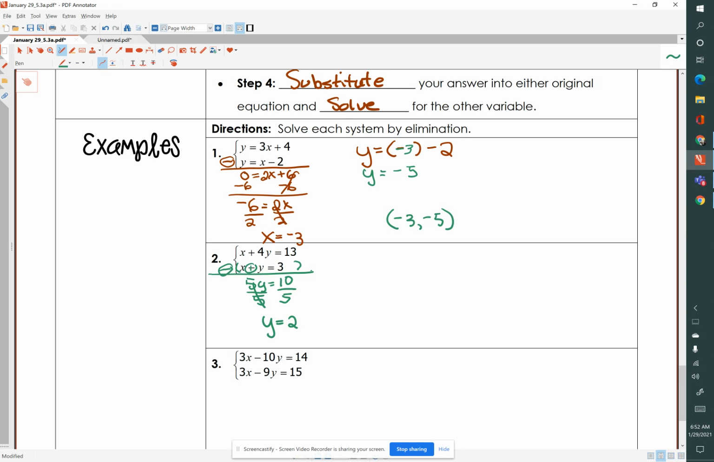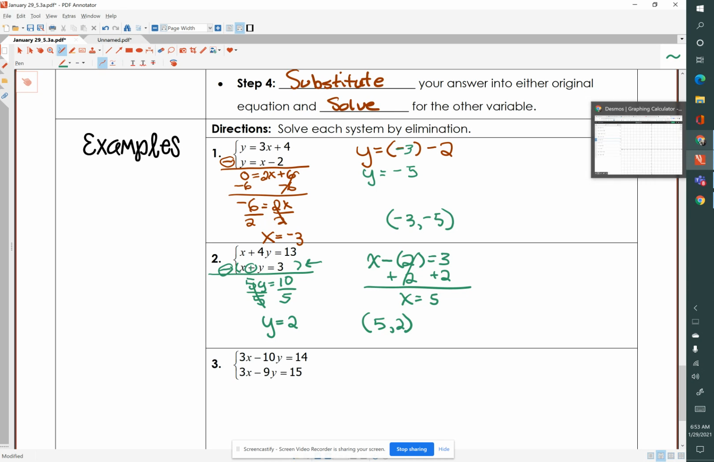I'm going to put that 2 right into the second original equation. x minus 2 equals 3. There's my substitution. So I will add 2 to both sides so that I can isolate that x, and x equals 5. So my ordered pair is 5, 2.